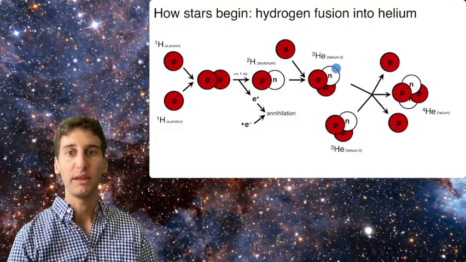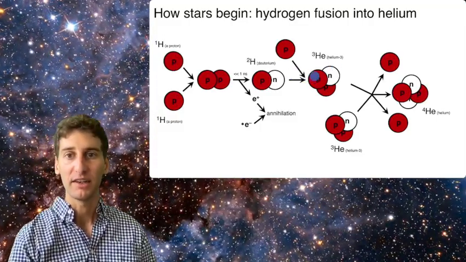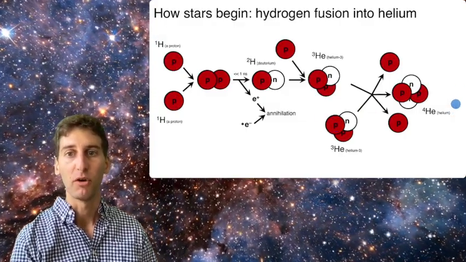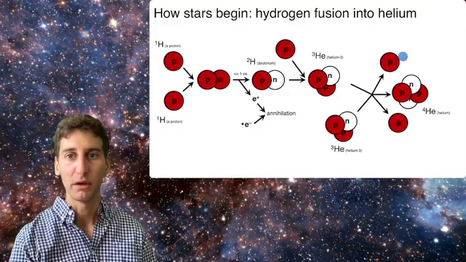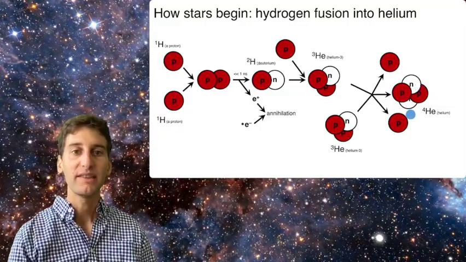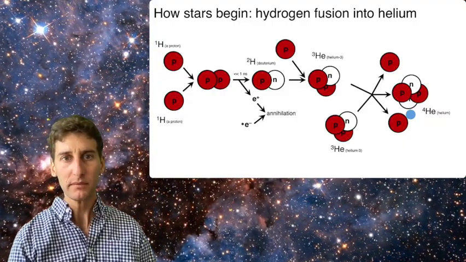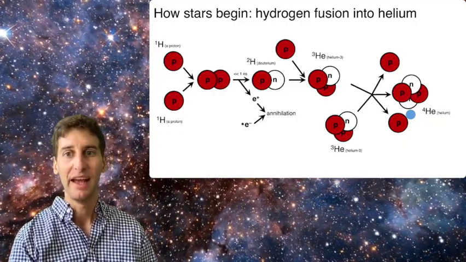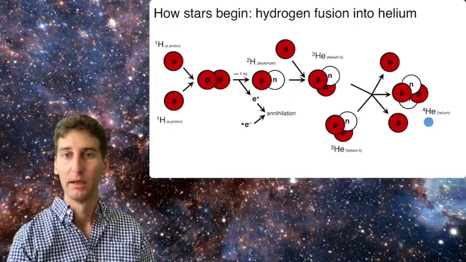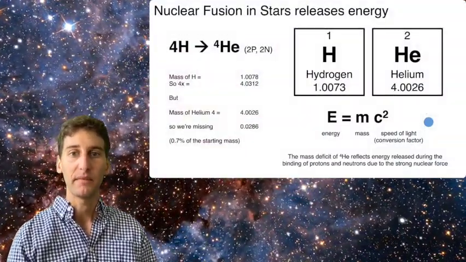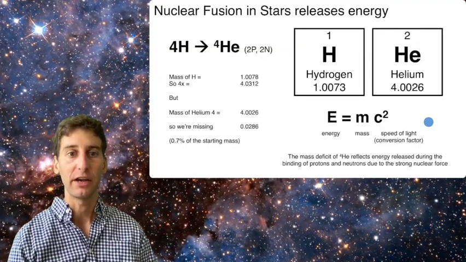And then once you have enough helium-3 built up, you can essentially have one helium-3 collide with another helium-3, and then that can form helium-4 by bumping off two of these protons. So this is very similar to the one-by-one synthesis that we saw at the Big Bang. Here we're just starting with two protons, and we're ending up again with helium. And this is really how a star has enough energy to counteract gravity.